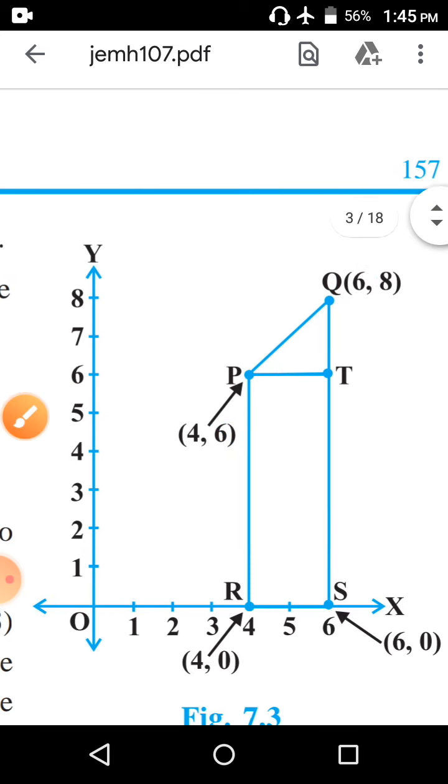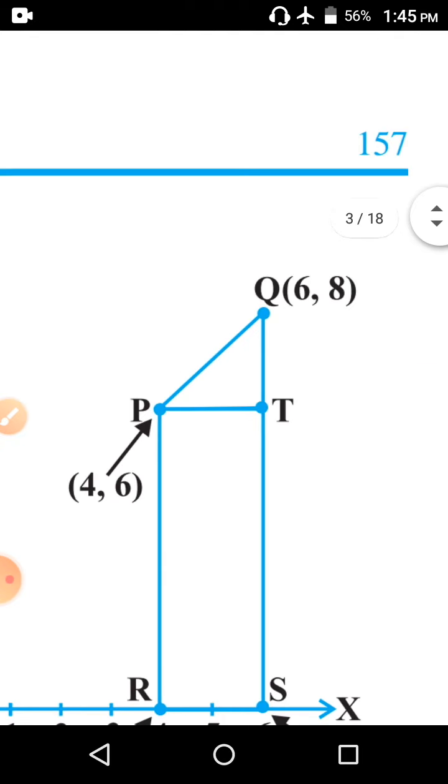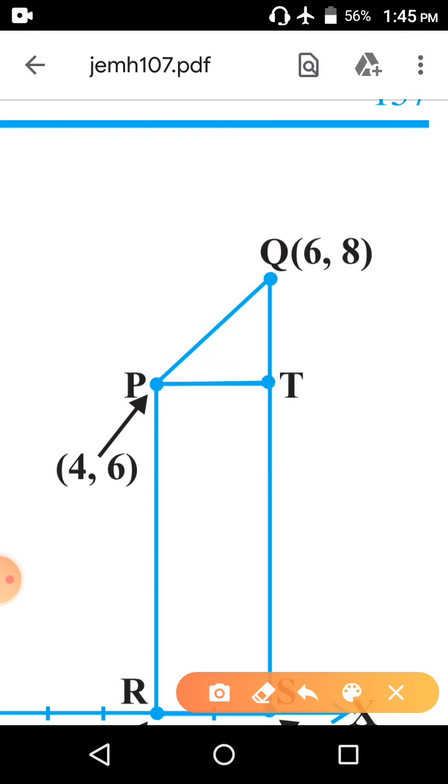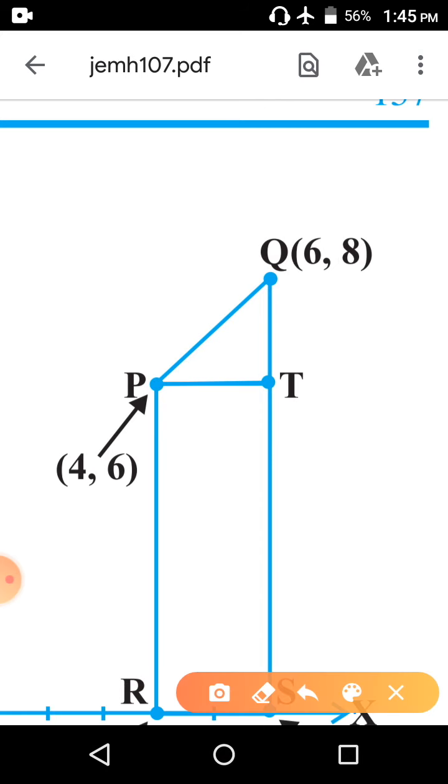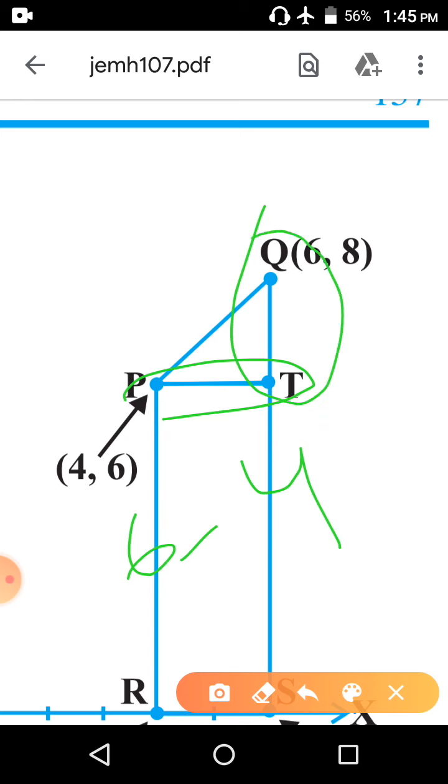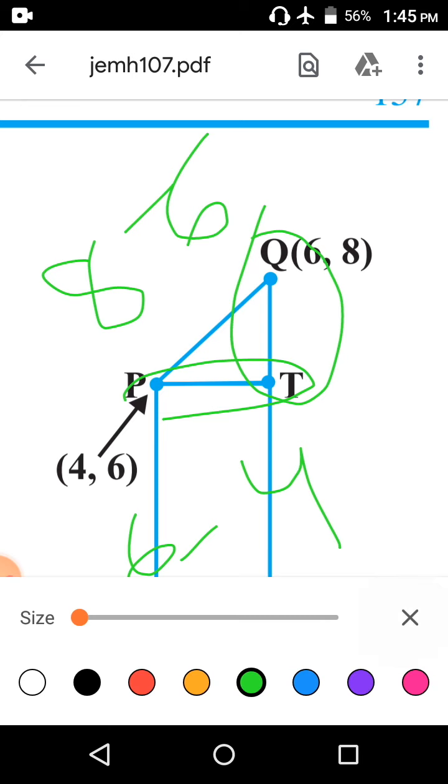So this distance is, look at this triangle again. So this triangle we are looking at. Which distance are we talking about? This distance PT is 6 minus 4. And similarly this distance QT is 8 minus 6. And then we can square the two and get the answer.